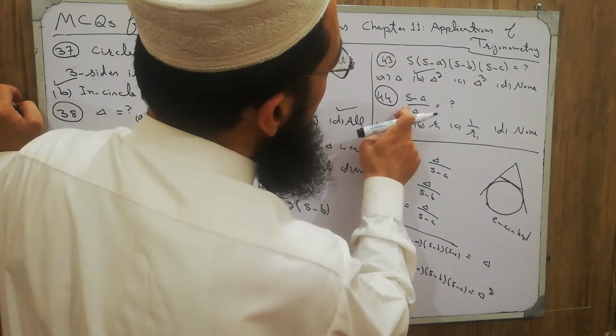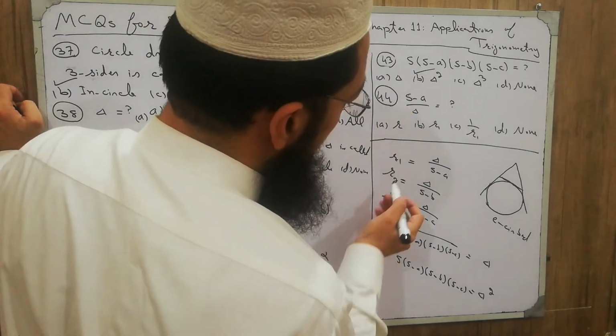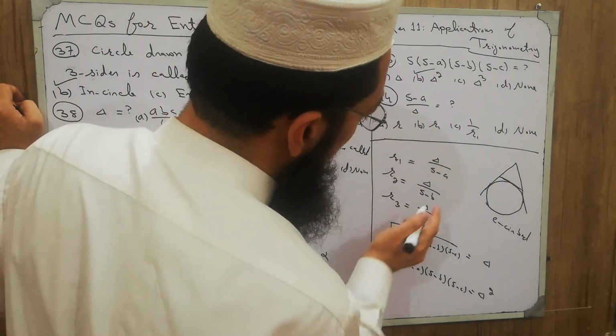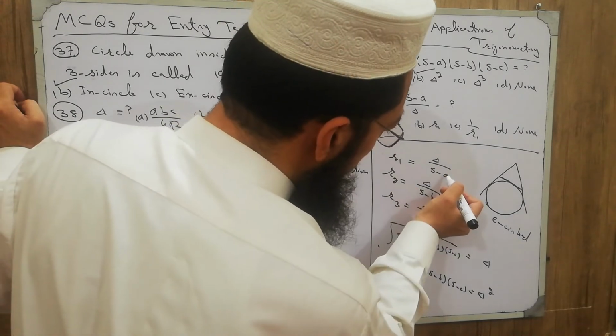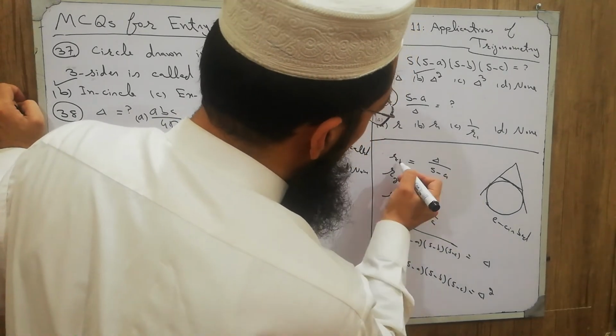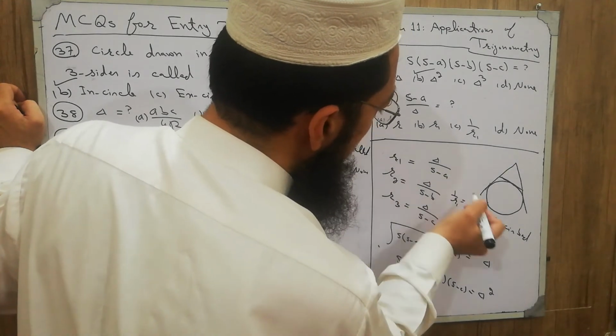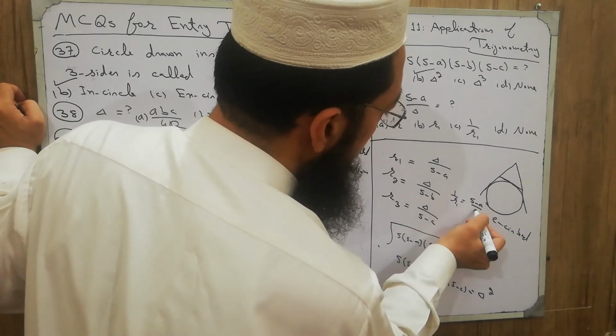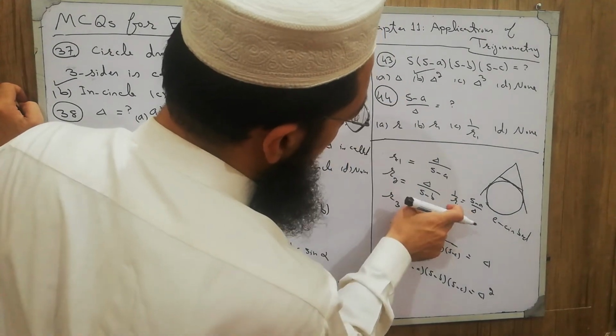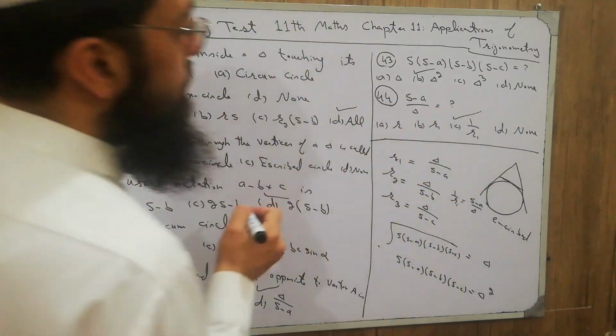And 44: S minus A divided by del. From here we know that r1 is equal to del divided by S minus A. Take the reciprocal: 1 over r1 is S minus A divided by del. So S minus A divided by del is equal to 1 over r1.